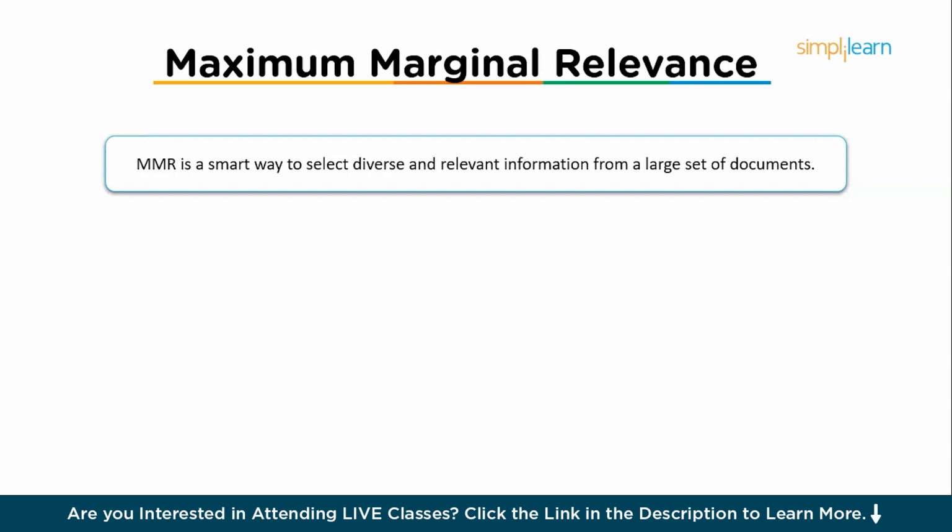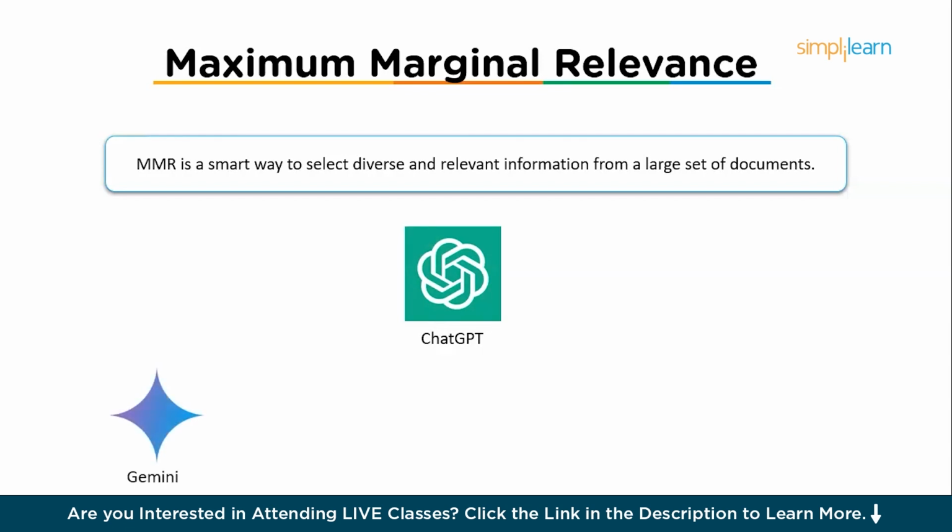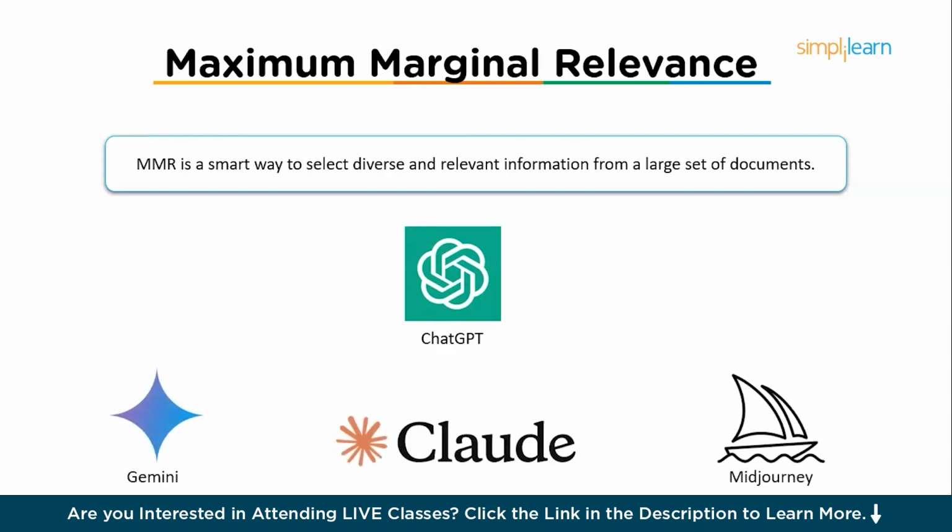So imagine searching for the best AI tools. Without MMR, you get 5 results about ChatGPT. That is too similar. But with MMR, you get results about ChatGPT, Gemini, Claude, Midjourney, Copilot, and better variety.